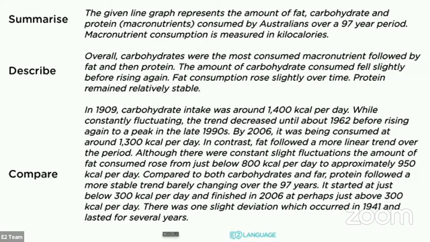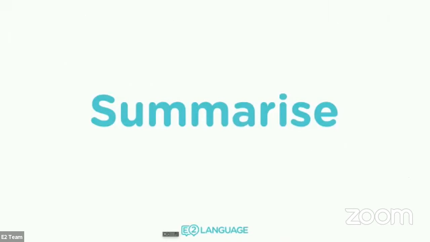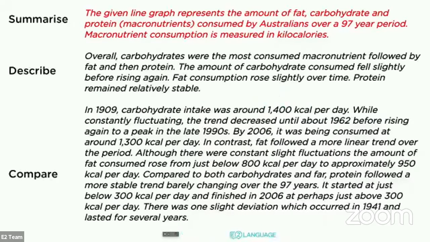It's going to have 3 separate paragraphs. The first one is the shortest, and then a sort of medium-sized one, and then a big bulky paragraph at the end. Fine. How do we summarize? Well, that's this one here. Let me read you this. It says the given line graph represents the amount of fat, carbohydrate, and protein, macronutrients, consumed by Australians over a 97-year period. Macronutrient consumption is measured in kilocalories.